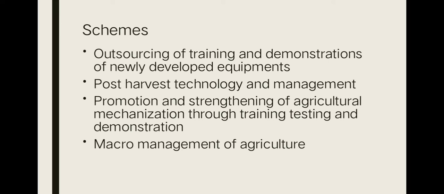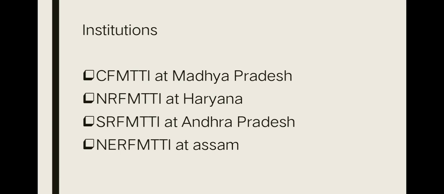Promotion and strengthening of agriculture mechanization through training, testing and demonstration methods. These are some institutions which are located in several states of India. The first one is Central Farm Machinery Training and Testing Institute, which is located at Madhya Pradesh.